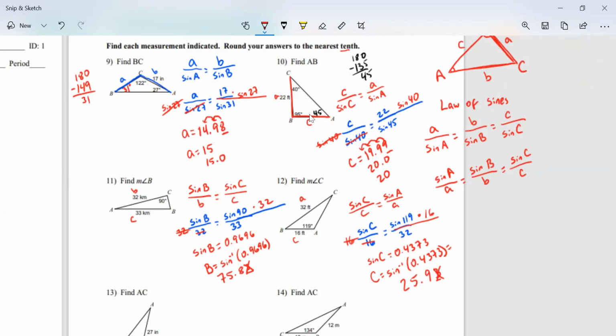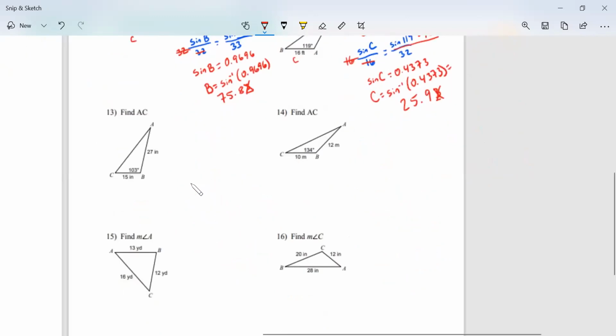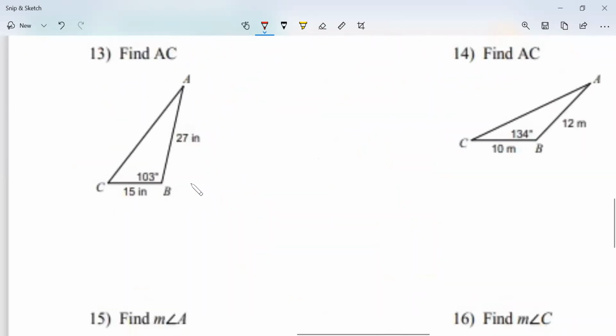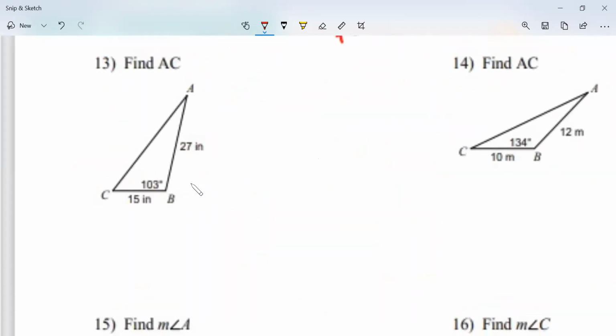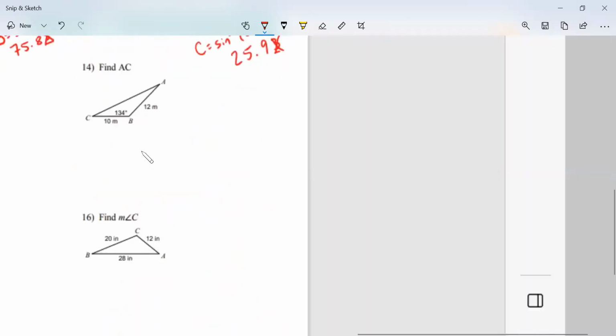Question number 10, I knew side A and angle A. So every time you have a side and the opposite angle, I recommend you use law of sines. Now, law of sines cannot always be used. Looking at question number 13, the only angle that I have is angle B, but I have no information about side B. So law of sines cannot always be used.